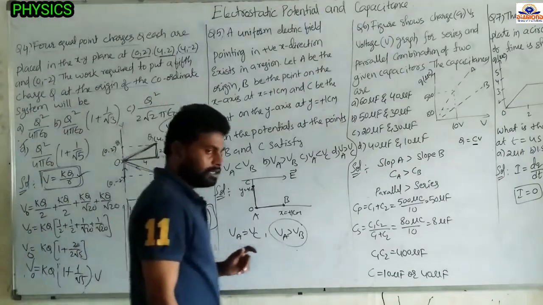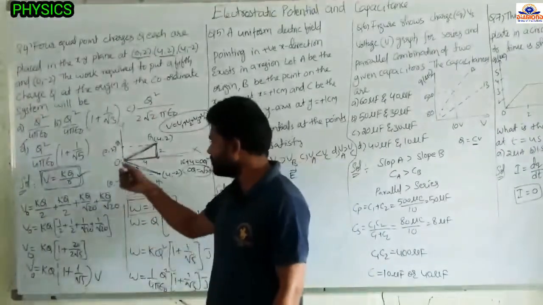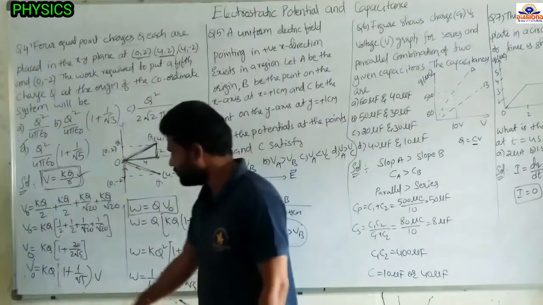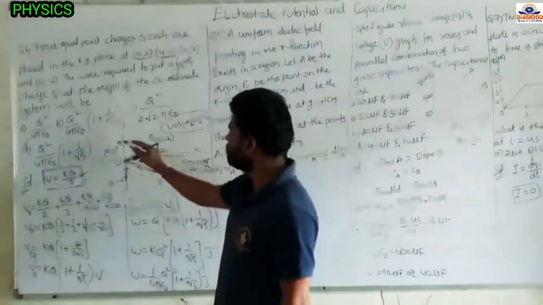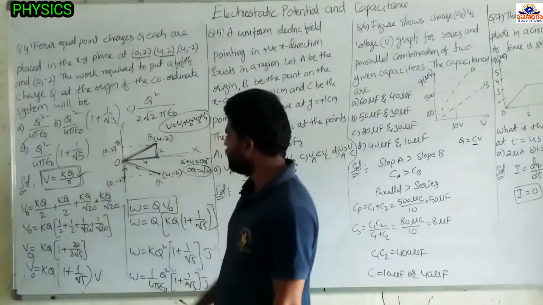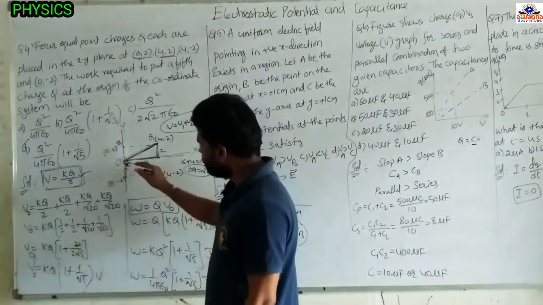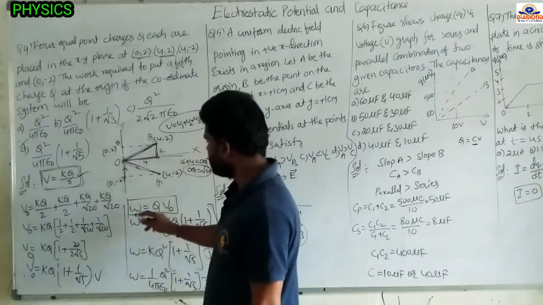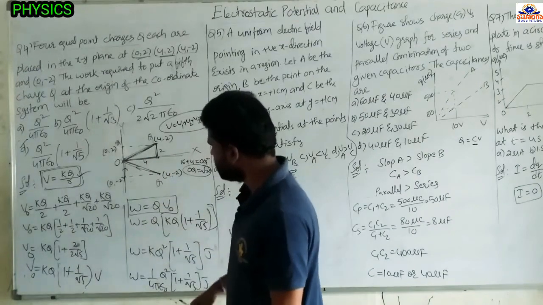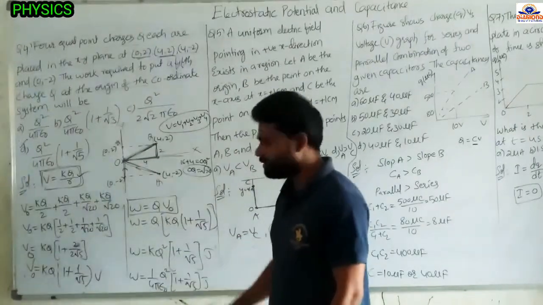In this way we have to solve the problem. So first we have to find the potential at the origin due to these 4 point charges, and next the work required to put a fifth charge at the origin. So the work required, W equals Q into the potential at the origin. So substitute, and we will get the answer.